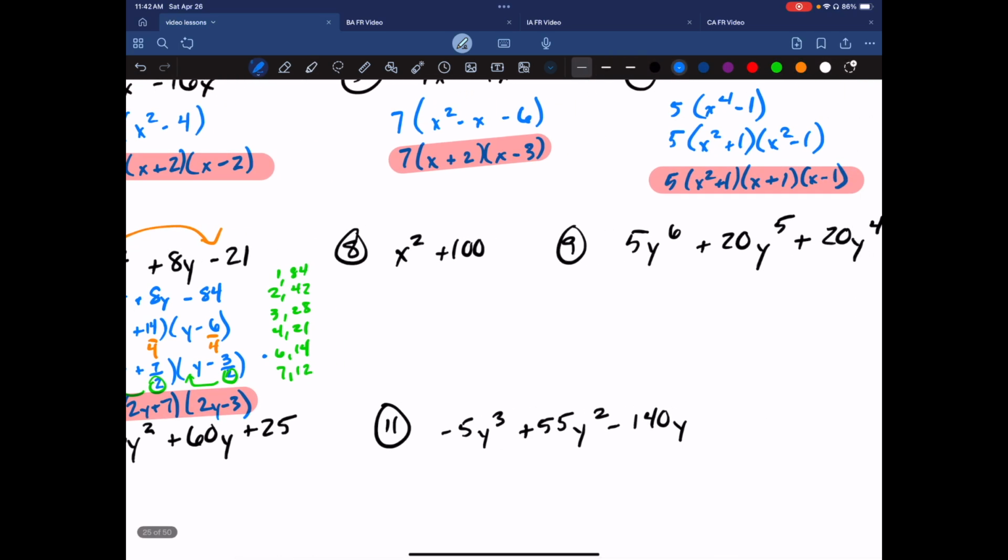All right, once again, you have two squares on both ends on number 8. X squared is a perfect square, 100 is a perfect square. But I have to have a difference of two squares, not the sum of two squares. Because this is the sum of two squares, it can't be factored, and so it's prime.